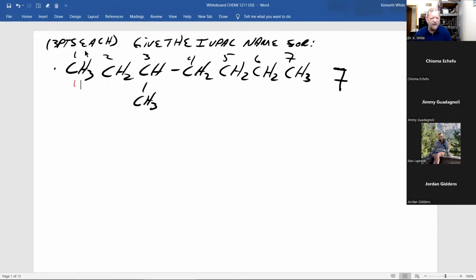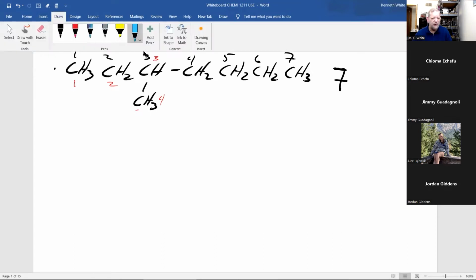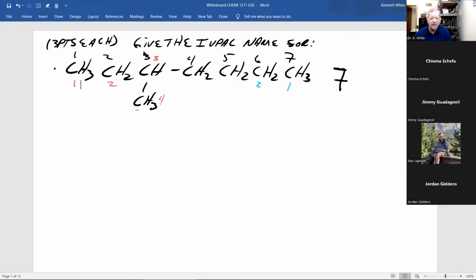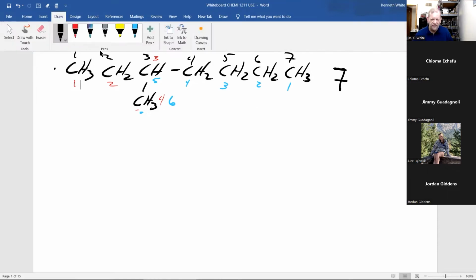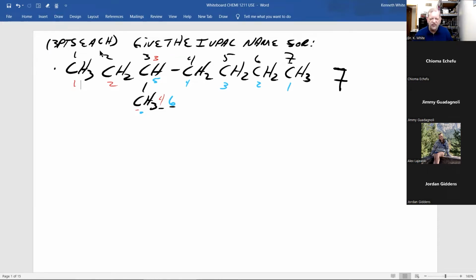All right, let's look at another one. Start here: 1, 2, 3. Now 3 is linked to this carbon, so that would be a chain of 4. And there's one other chain we can do. We can start here, 1, 2, 3, 4, 5, and then come down to here again, and that would be 6. So we have 3 choices, and those choices are 4, 6, and 7.